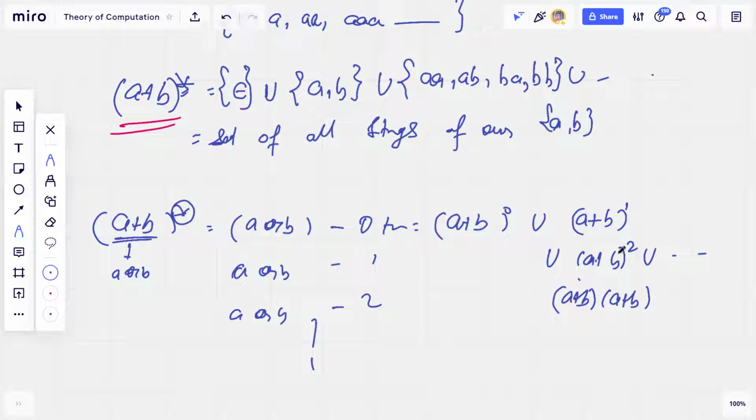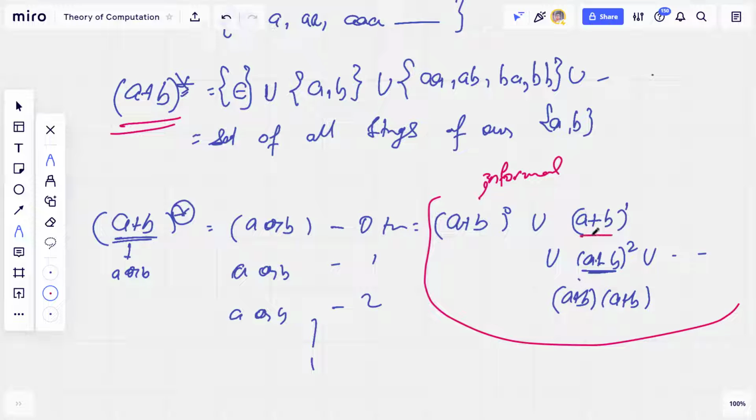That's important: (A plus B) power 2 is not evaluating this and then raising it to a power. This is an informal way; this is not a regular expression, but I just want to make a point clear. What does A plus B star mean? It's taking (A plus B) to power 0, union with (A plus B) power 1, union with (A plus B) power 2, union with (A plus B) power 3. When you evaluate this, it means (A plus B) into (A plus B) into (A plus B) into (A plus B). So this is basically the set of all strings over A, B. That's what it means. Cool.